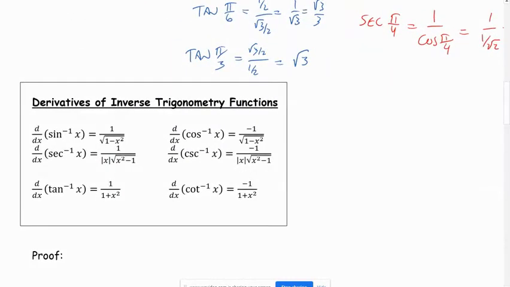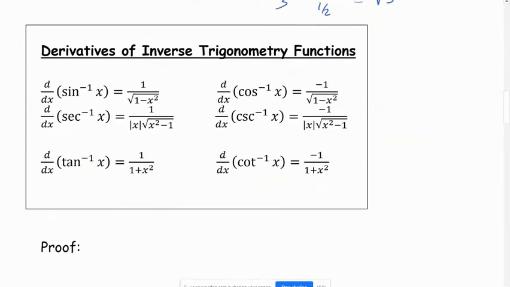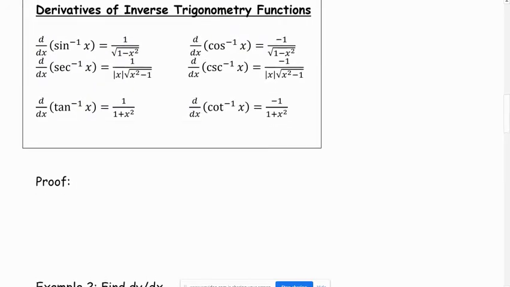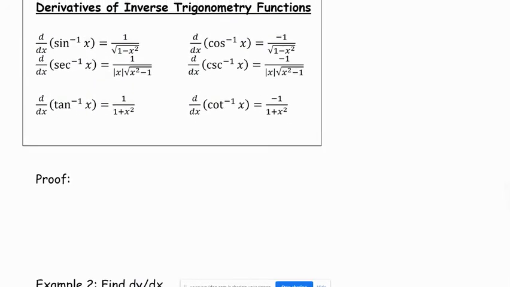Okay, so now we're getting into the calculus part of inverse trig functions. And so this is a table that shows you what all those derivatives are. What is the derivative of inverse sine, inverse secant, inverse tangent, and so on. So the answers are all given here. These can all be proved by doing implicit differentiation.